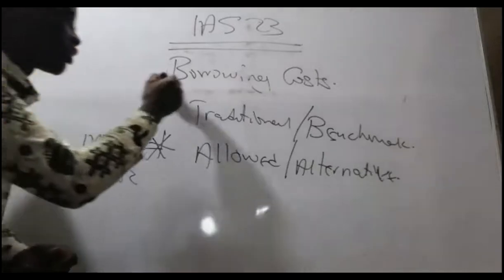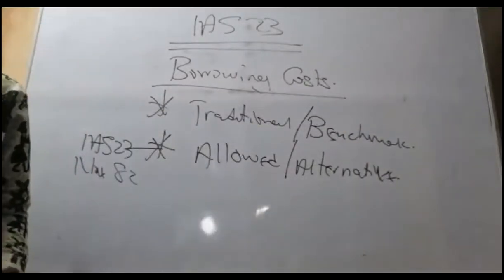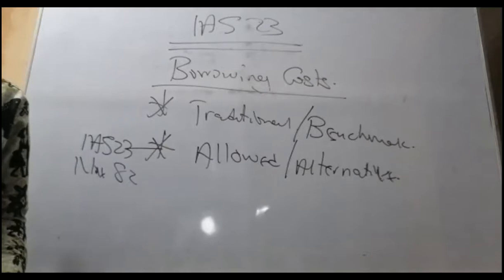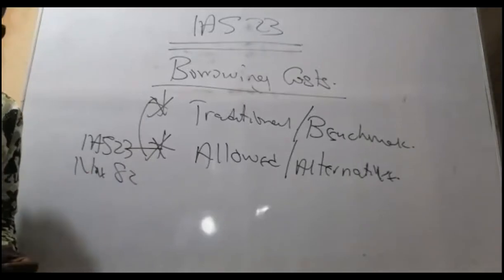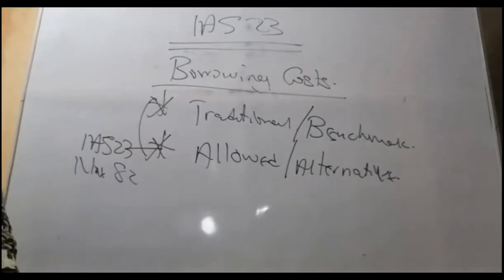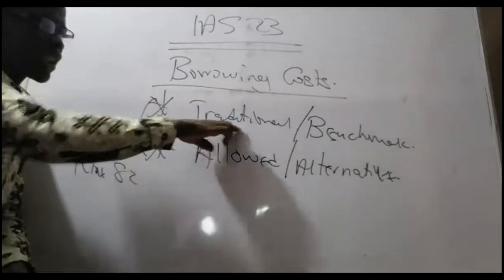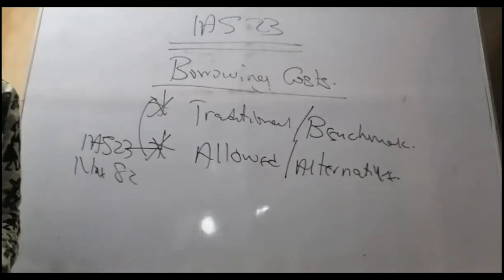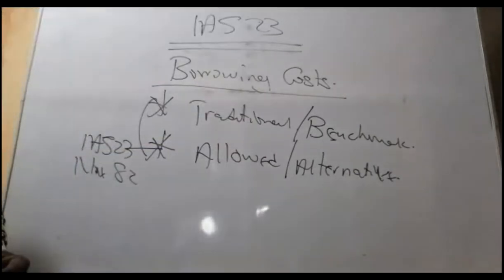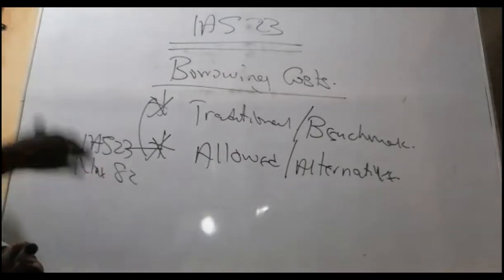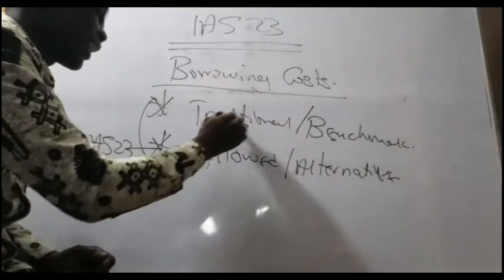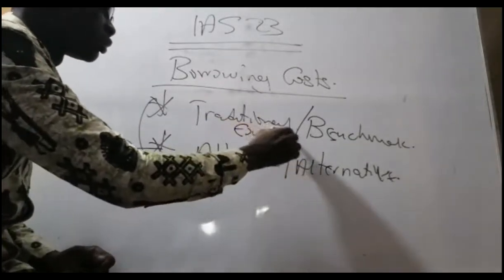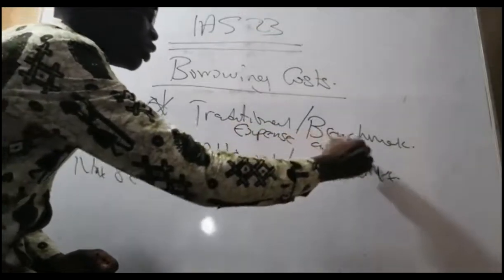Now you are looking for the accounting treatment of borrowing costs. How do you treat borrowing costs in the books, or how do you recognize them? There are two types of accounting treatment, or recognition criteria. We have what we call the traditional treatment or the benchmark treatment. That's what we used to do before IAS 23 came into being. So all borrowing costs were expensed. You expense all borrowing costs.